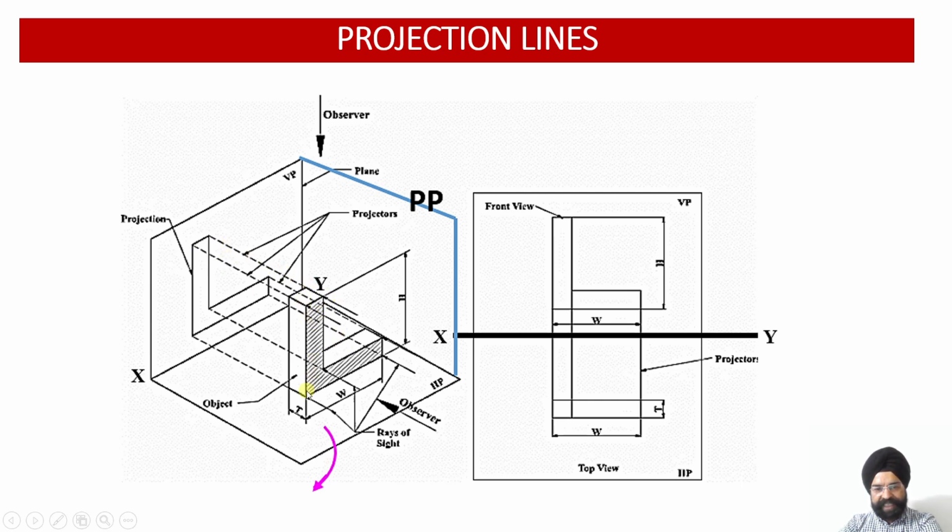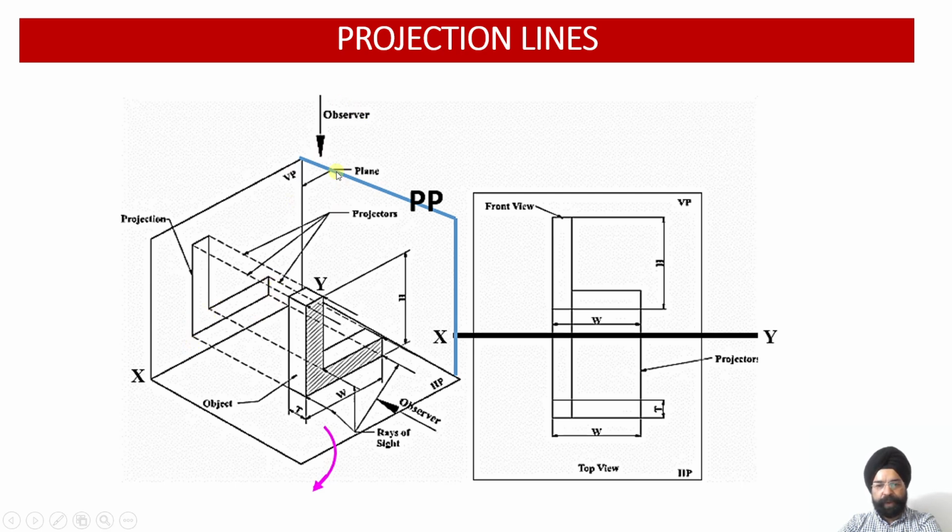Depending upon this surface, you can see this L-shaped surface we are able to see from the front view. So the front view will be obtained on the vertical plane, the top view will be obtained on the horizontal plane, and the side view will be obtained on the profile plane. Looking from the front, you can see this L shape. All the projection lines fall from the observer onto the object and onto the picture plane. So we get the formation of this particular drawing of the object.